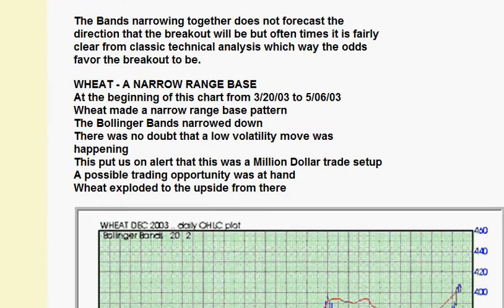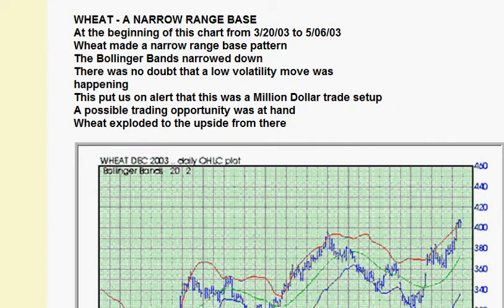Okay, now let's move down here a little bit. Now, wheat, a narrow range base. At the beginning of this chart, from 320.03 to 56.03, wheat made a narrow range base pattern. The Bollinger Bands narrowed down. There was no doubt that a low volatility move was happening. This put us on alert that this was a $1 million trade setup. A possible trading opportunity was at hand. Wheat exploded to the upside from there.